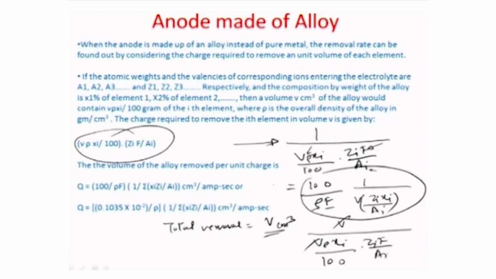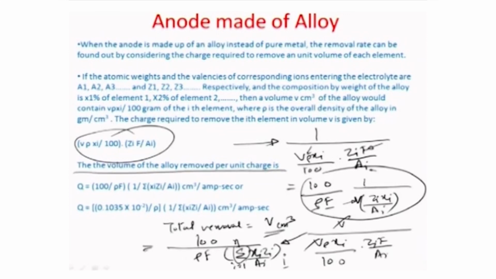Okay. So, this really goes to a situation where V is eliminated, because it is per unit volume, and the total amount of charge needed per unit volume is 100 by rho F times sigma xi Zi divided by Ai. Why sigma? Because, as you know, there are i components and i varies between 1 and n. So, looking at individual components where i can be 1 to n, the total volume of alloy removed per unit charge can be represented as 100 by rho F times 1 by sigma xi Zi by Ai.